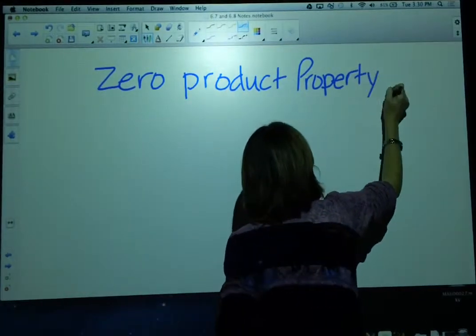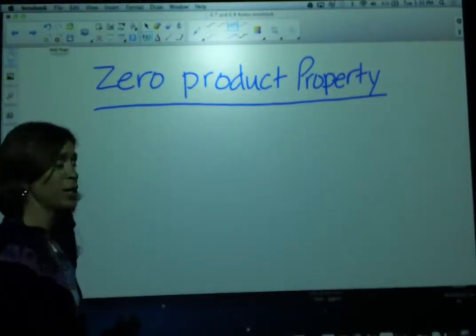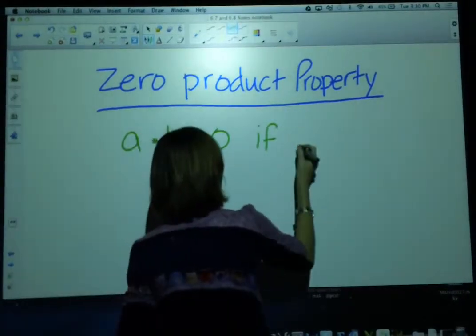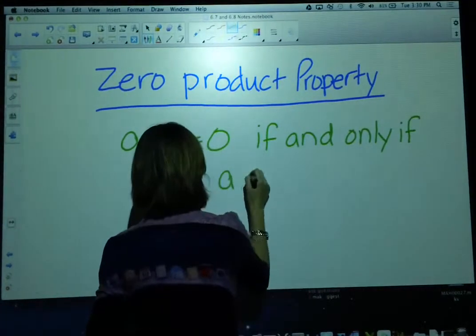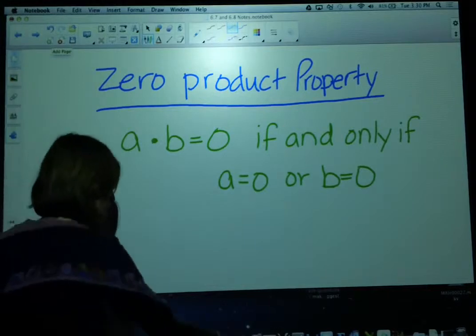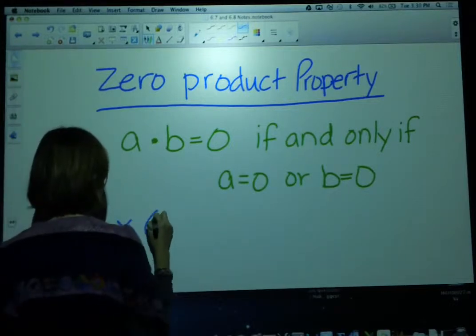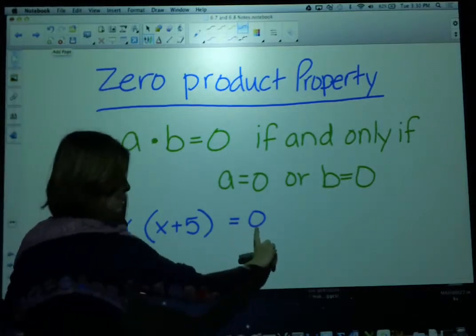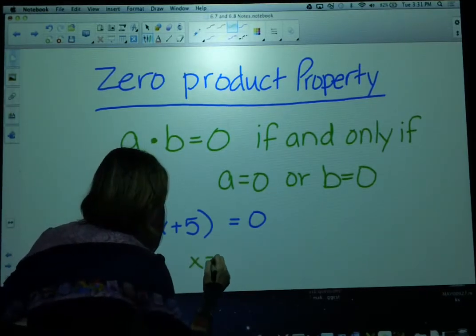The definition, or what you'll find in all of your textbooks, is that if A and B are numbers or expressions, then A times B equals 0 if and only if A equals 0 or B equals 0. What does that mean? That means that if you're given two expressions, maybe something like this, and they are set equal to 0, then you can actually set each piece equal to 0 to find the possible solutions.